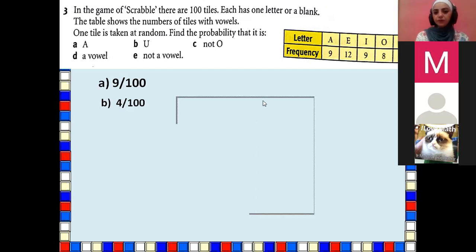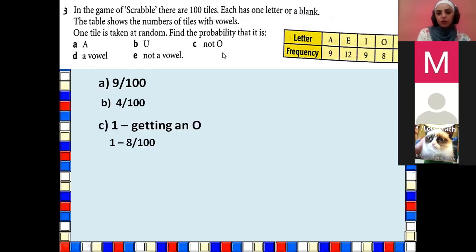92. Yes, excellent. So first, look at what you care about, the O letter. The O letter is 8 out of 100. I want to subtract 8 over 100 from the one whole, 1. We get 92 over 100. Again, we don't only have the letters in the table. We have 100 tiles, some with letters, some are blank. So you just need all the time to put the total, which is 100, in the denominator.